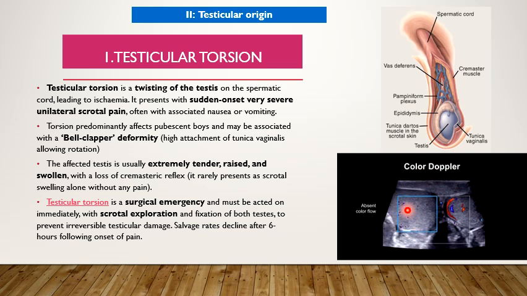ultrasound. This is a normal ultrasound. This is a color Doppler. There's a torsion here, with decreased vascularity. You see it is hypoechogenic here. Here also, there are not many blood vessels. So this is due to the ischemia of the testis due to torsion.